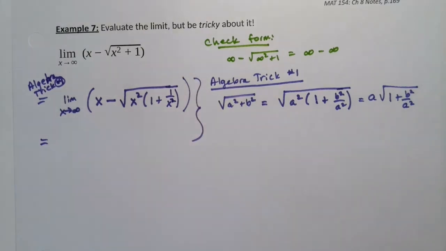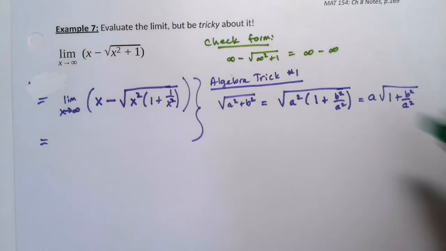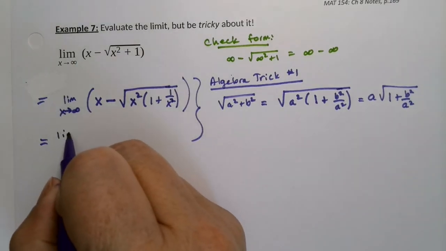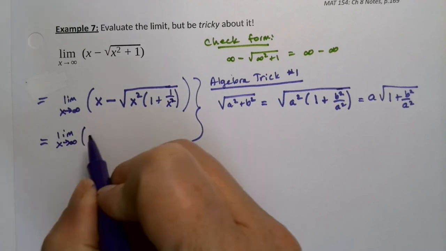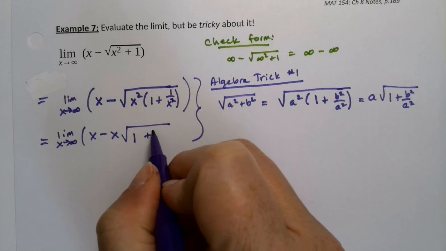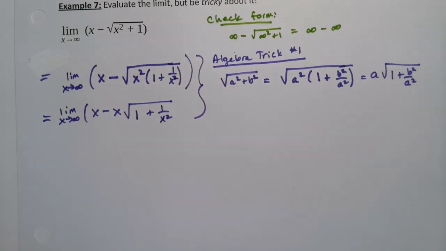That'll be easier just for you guys to see. I'm going to show both steps. So this is the limit as x goes to infinity of x minus x times the square root of 1 plus 1 over x squared, like that. Okay, so there's algebra trick number 1.